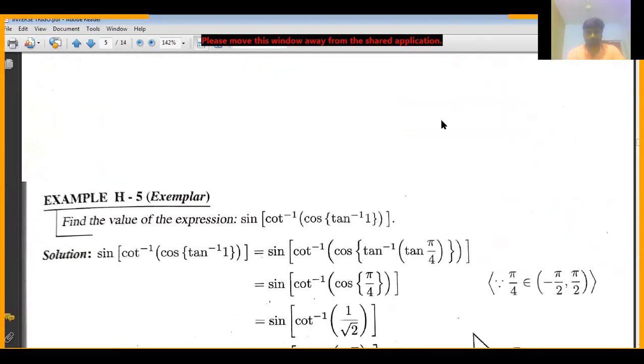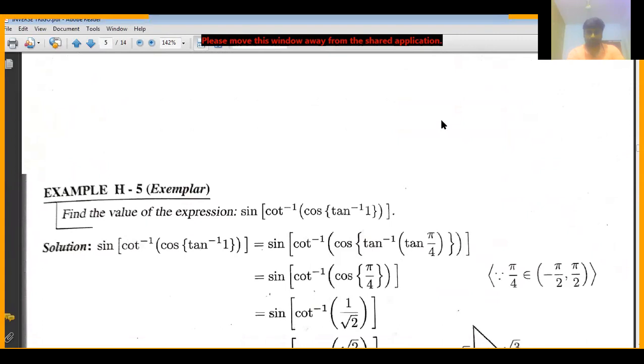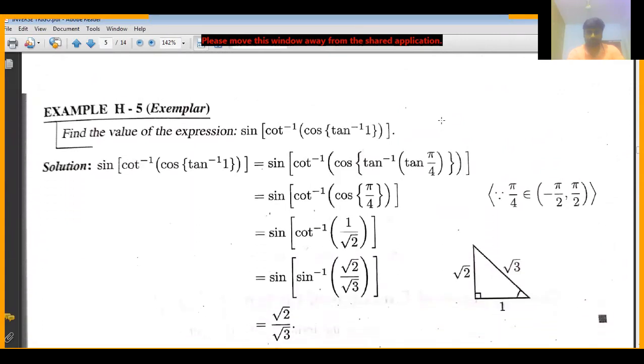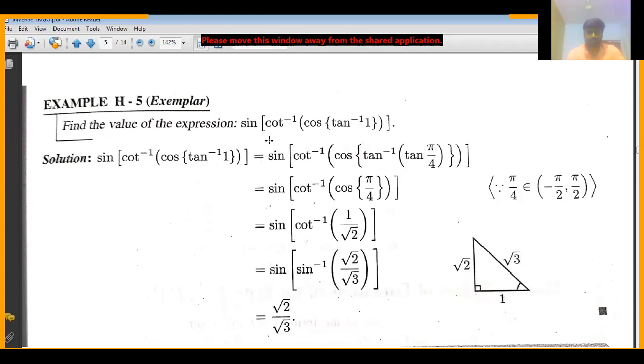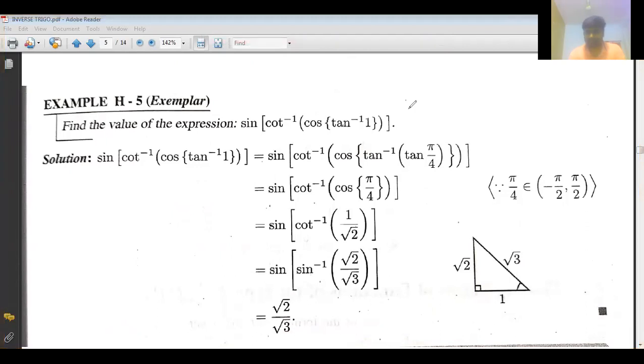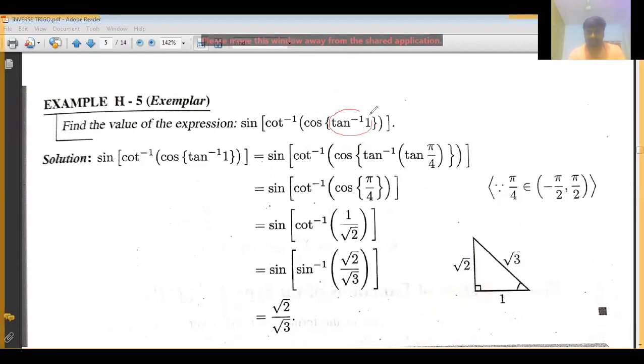Okay, so now just look at this problem. Sine of cot inverse of cos of tan inverse of 1. Let us simplify this expression and find the value of this. Let us come from the inside. Tell me what is the value of tan inverse of 1? 45. Tan inverse of 1 means 45.